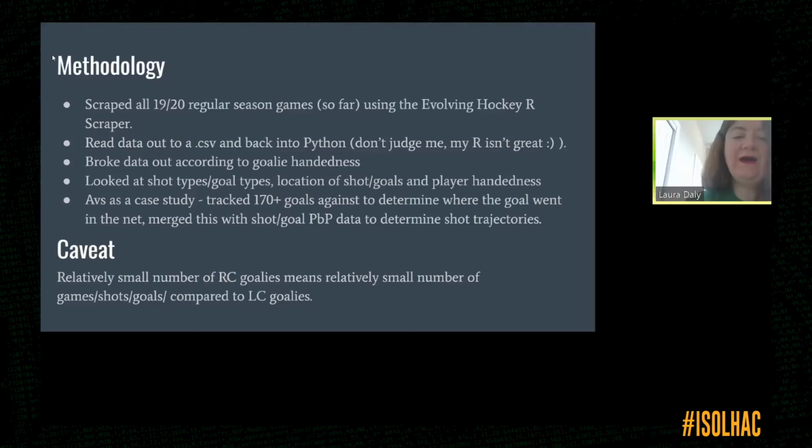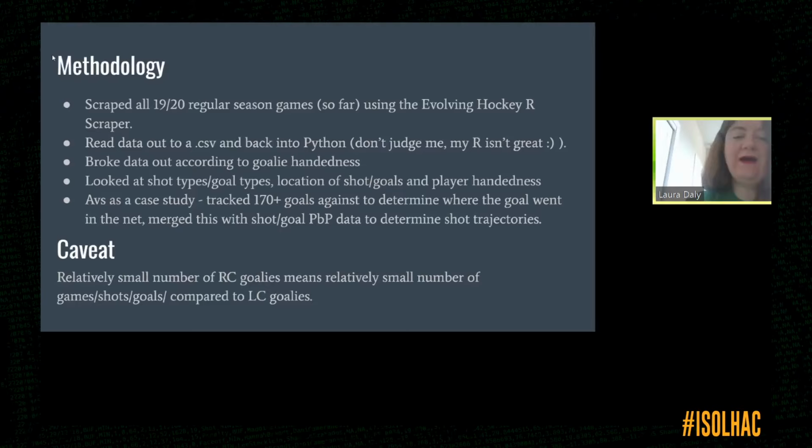So I dug a bit more in detail into the data on the Avs to determine if there was a difference in where the goals went in the net, and whether there was a difference in the shot trajectories for each of the goalies. One caveat is that we do have a comparatively small amount of data points for right catch goalies. There's not very many of them in the league, and they played a fairly limited number of games. Francouz played by far the most games of any right catch goalie, so the data is quite noisy.